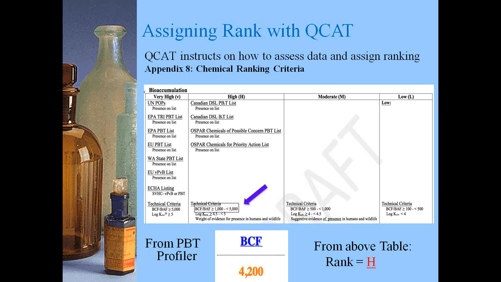But under there, it also has technical criteria. So for bioaccumulation, it says if it has a BCF or BAF between 1,000 and 5,000, it's a high. So you're able to now fill in the box for bioaccumulation with a high based on the PBT Profiler information, and I'll show you how we do that in a bit. So that's how you take the information from the PBT Profiler, look at Appendix 8, and ask where it fits. Is it very high, high, medium, or low? Based on the technical criteria, you can place it as a high.